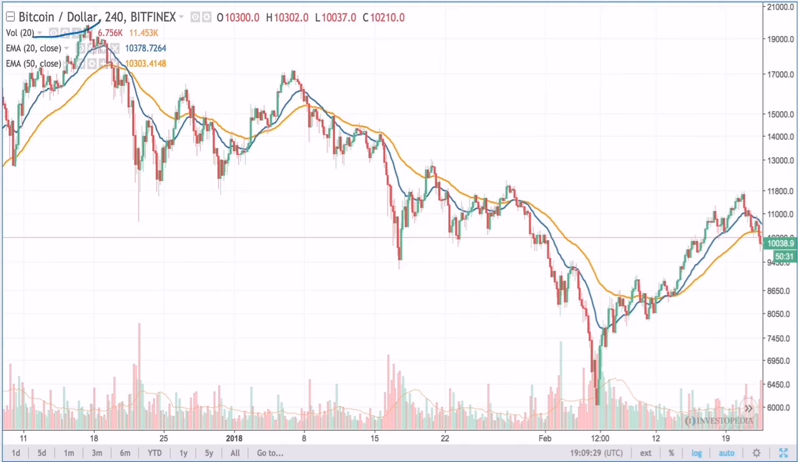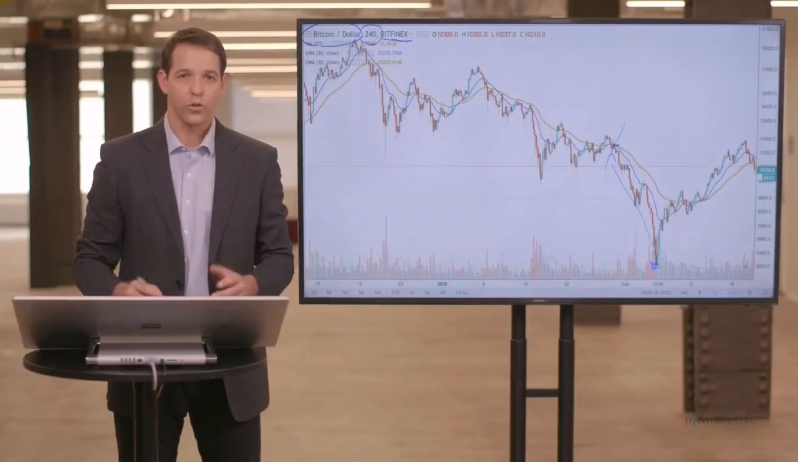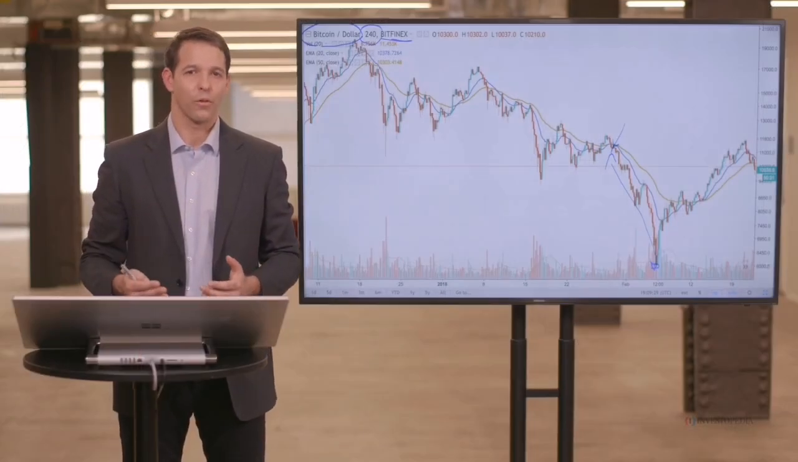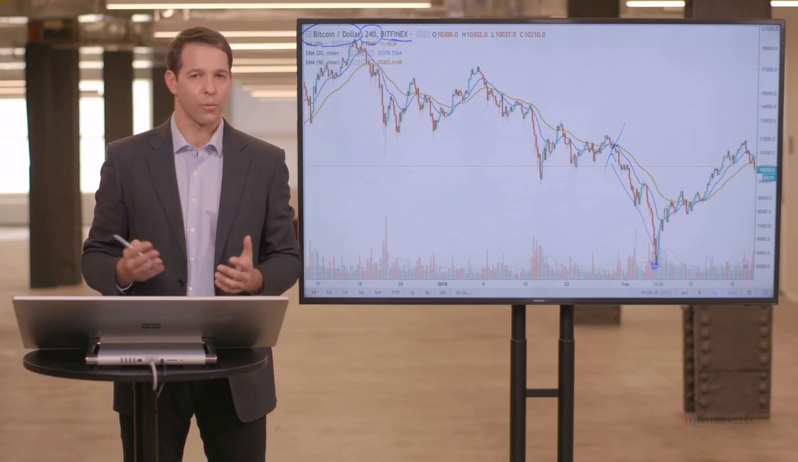Now you're looking at Bitcoin versus the dollar on a 240-minute time frame on the Bitfinex exchange. And now what you need to do is borrow Bitcoin and sell it and collect a profit when you buy it back. If you were to sell Bitcoin when the 20-period moving average crosses below the 50, right here at 11,000, and buy back here at 6,000, you would collect a $5,000 profit. So this goes to show that you can not only profit when prices go up, but it's possible to profit when prices go down.